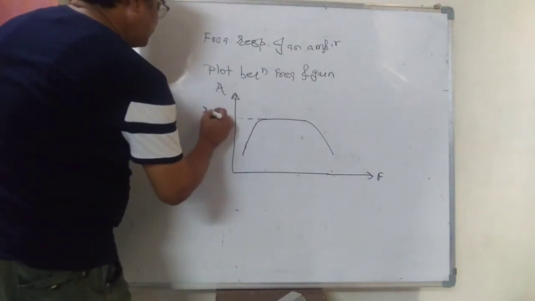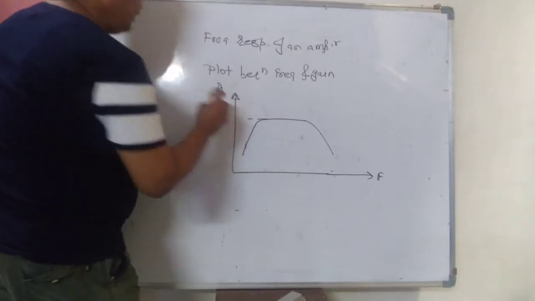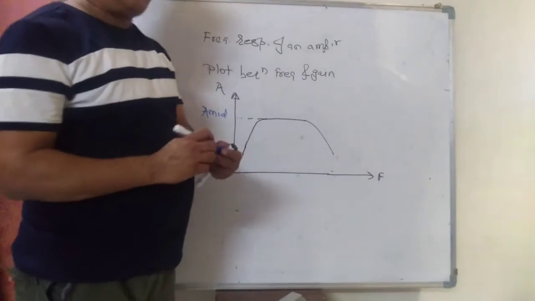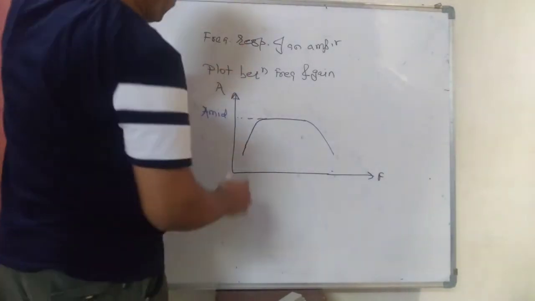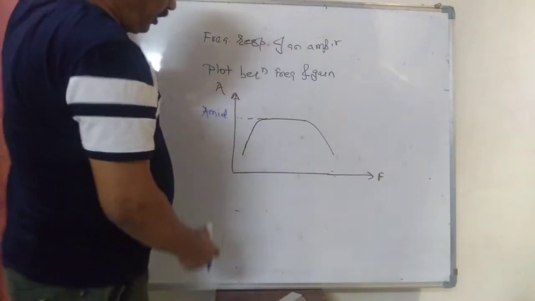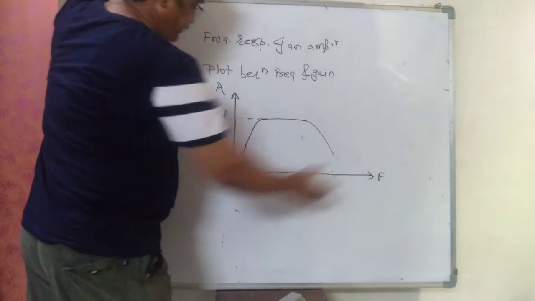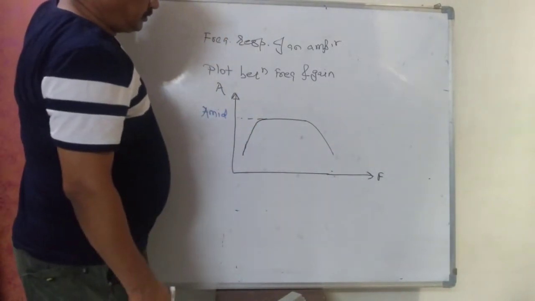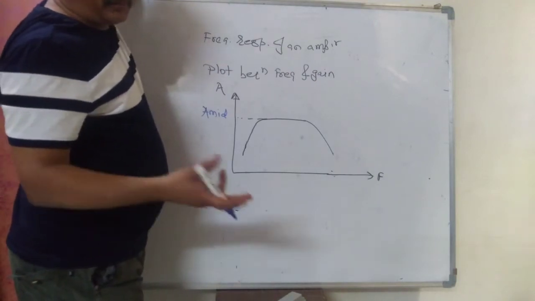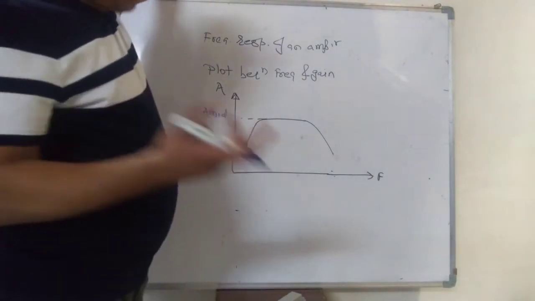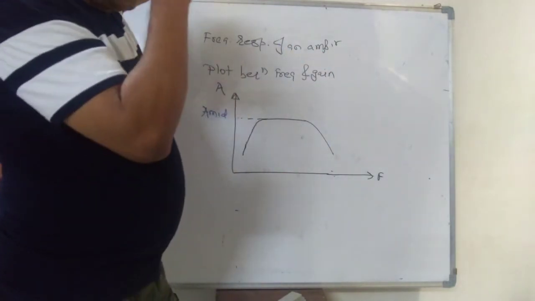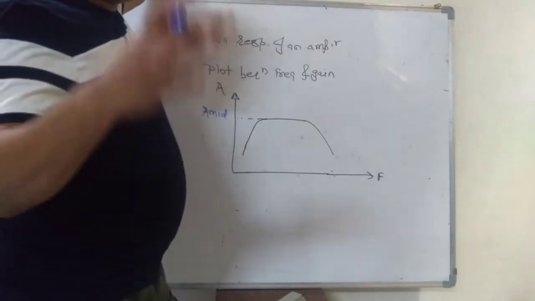It is denoted as A mid-band gain. Now what is meant by mid-band gain? I will explain it later on. What we have to do, we have to take a number of readings, frequency versus gain. Gain will be, if it is voltage gain, output voltage upon input voltage. Current gain, output current upon input current, and power gain, output power upon input power. Generally, the response is plotted between frequency and voltage gain.